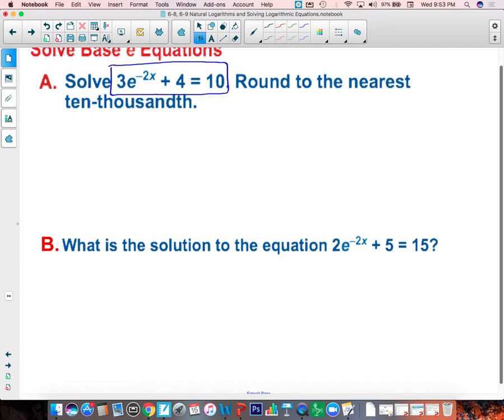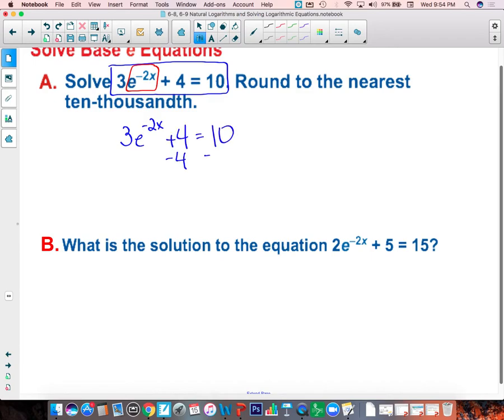But what you want to do, normally if we had a variable in there, I would say isolate the variable. So that's what I want to do first. I want to get the thing with the variable by itself. The thing with the variable here is that e to the negative 2x. So you have to do reverse PEMDAS to get that by itself. So I need to subtract the 4. All right, I'm going to rewrite it down here so I can do some work below.